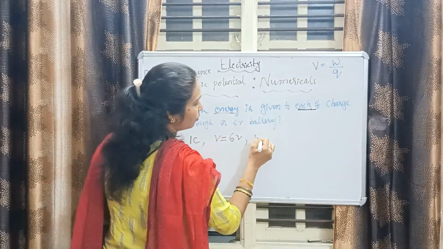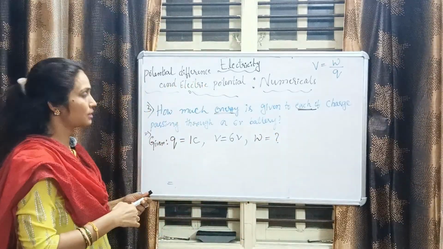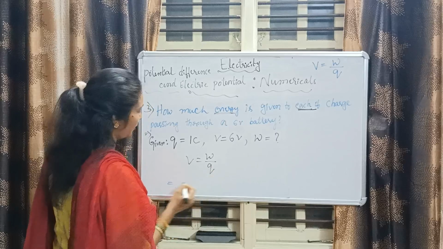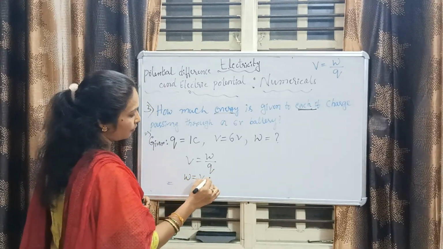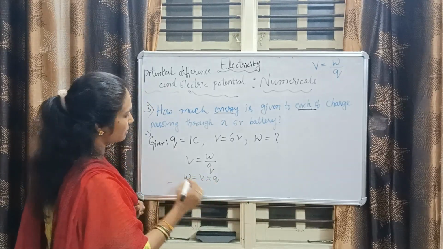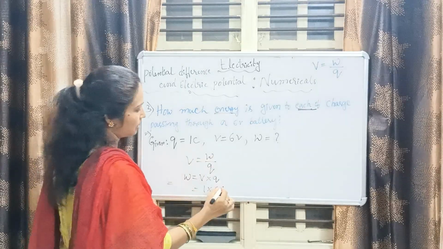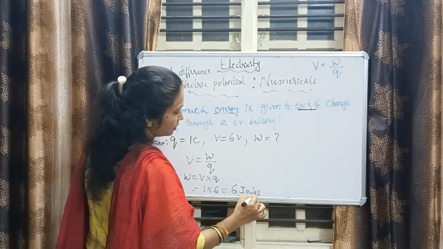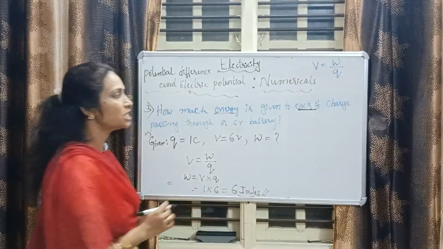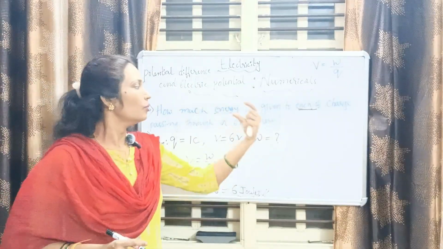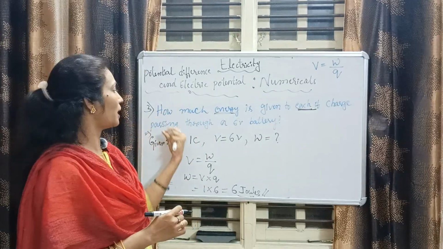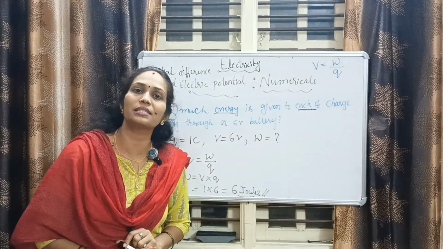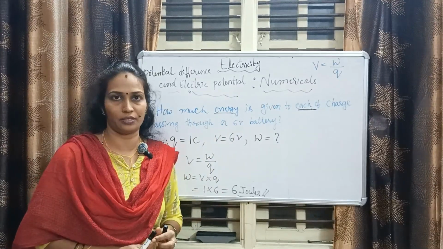Energy is nothing but work done. So just take down V is equal to W by Q. W is equal to V into Q. What is V, guys? 1 into 6. That is equal to 6 joules. So your answer: 6 joules of energy is given to each 1 coulomb of charge passing from one point to another point of a battery by using 6 volt of potential difference.